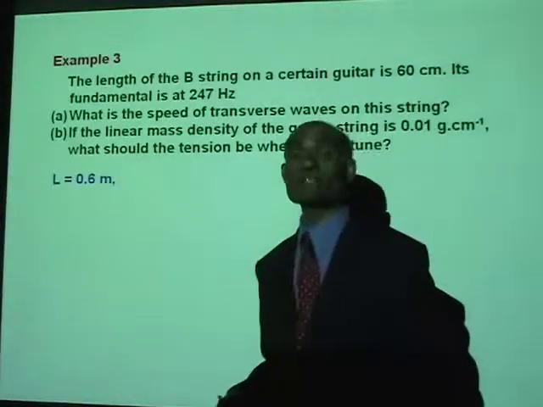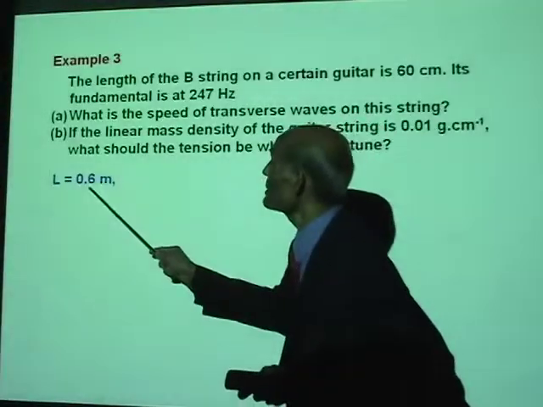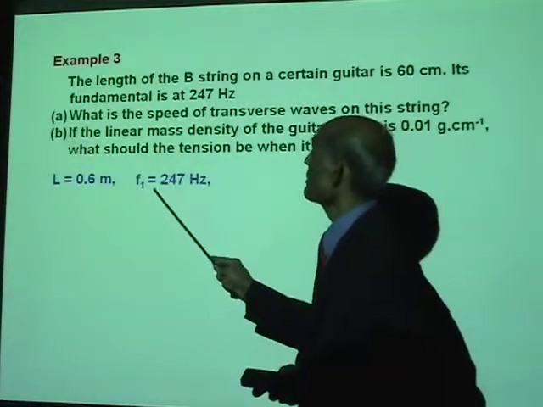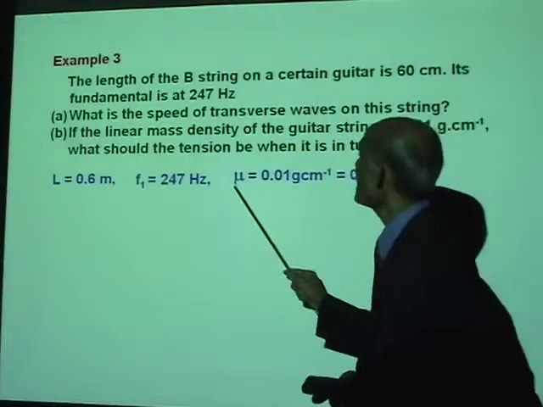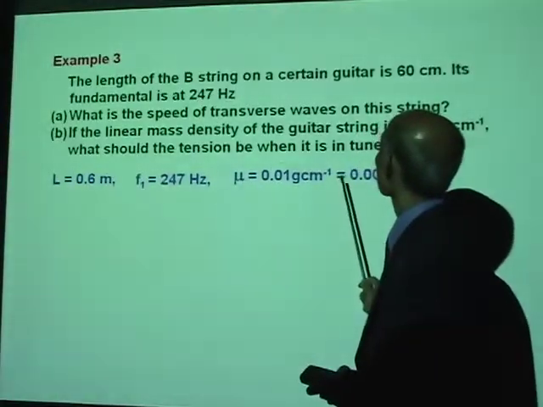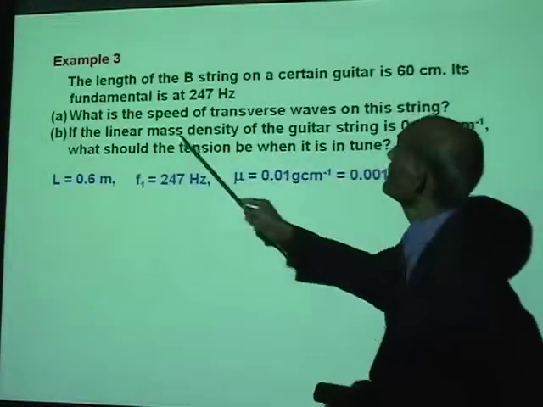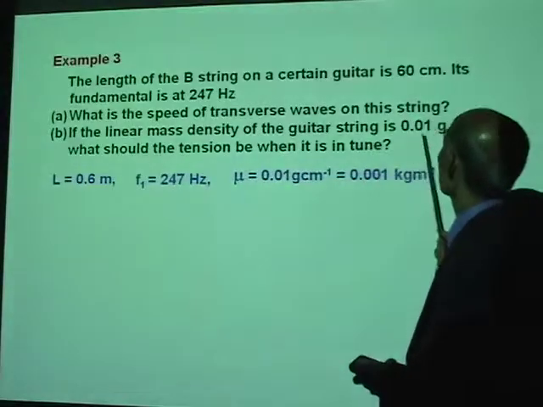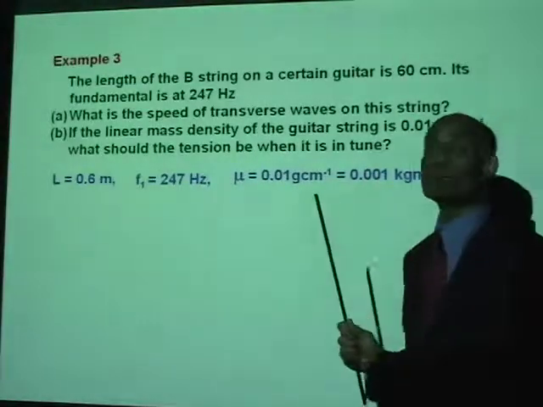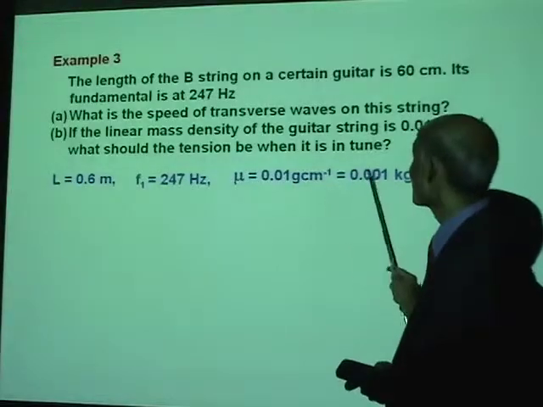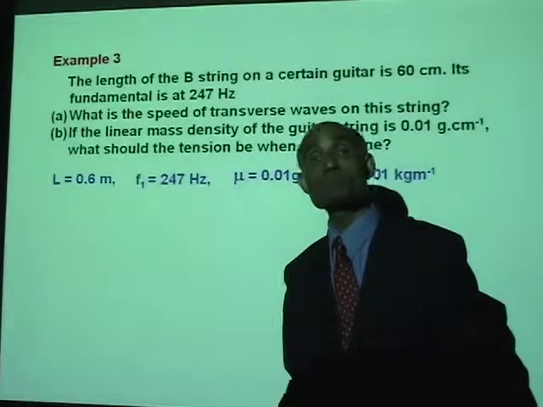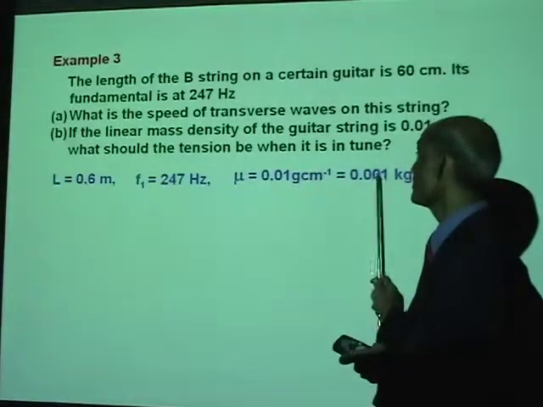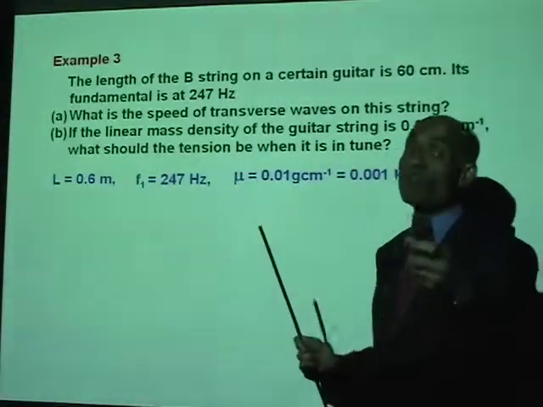Let's take the data now. Length of the string is 0.6 meter. The fundamental frequency is 247 Hertz. Mass per unit length. Are we given that? It is given for the B part: 0.01 gram per centimeter, which is the same as 0.001 kilogram per meter. I hope you understand how to convert that. Alright, let me know if you need help there.